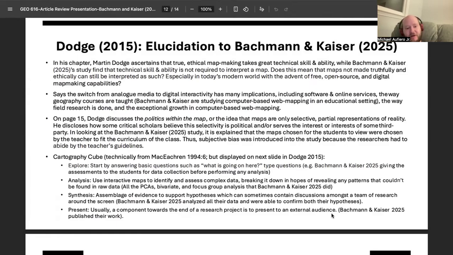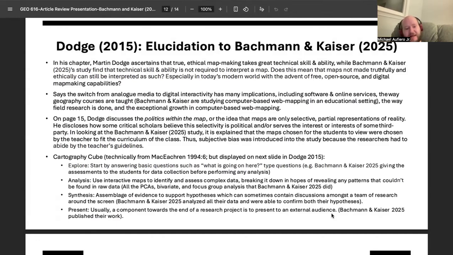The synthesis part would be the assemblage of the evidence to support hypotheses, which can sometimes contain discussions amongst a team of researchers around the screen. Bachmann and Kaiser analyzed all their data and were able to confirm both of their hypotheses, so that is their synthesis. And present, usually a component towards the end of a research project, is to present to an external audience. And Bachmann and Kaiser, I don't know if they did present their work, but they published their work.